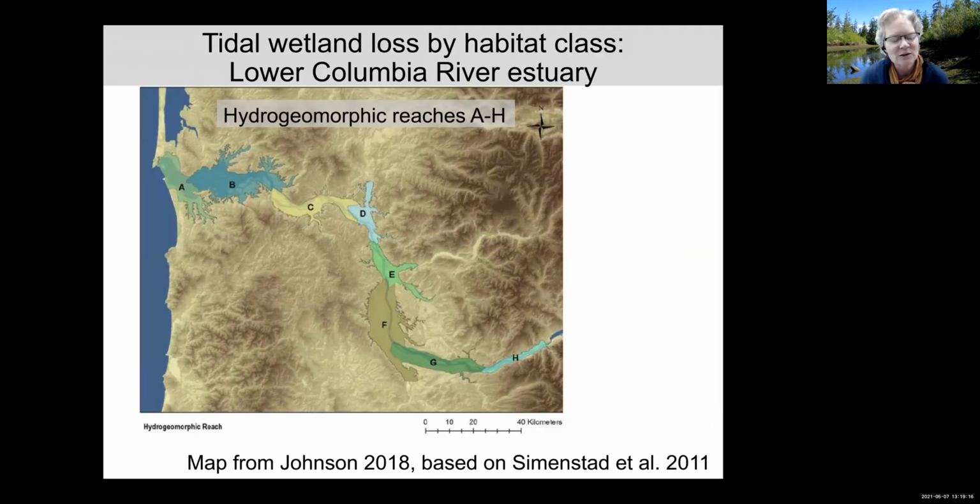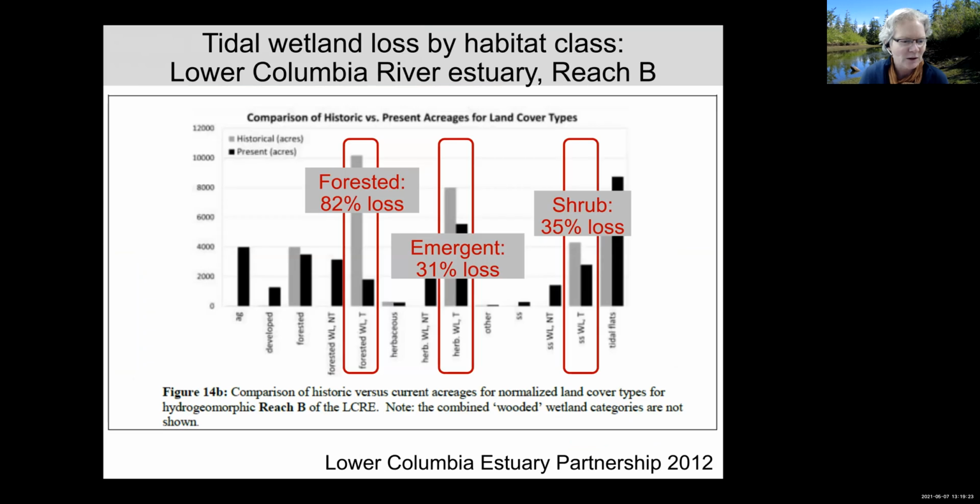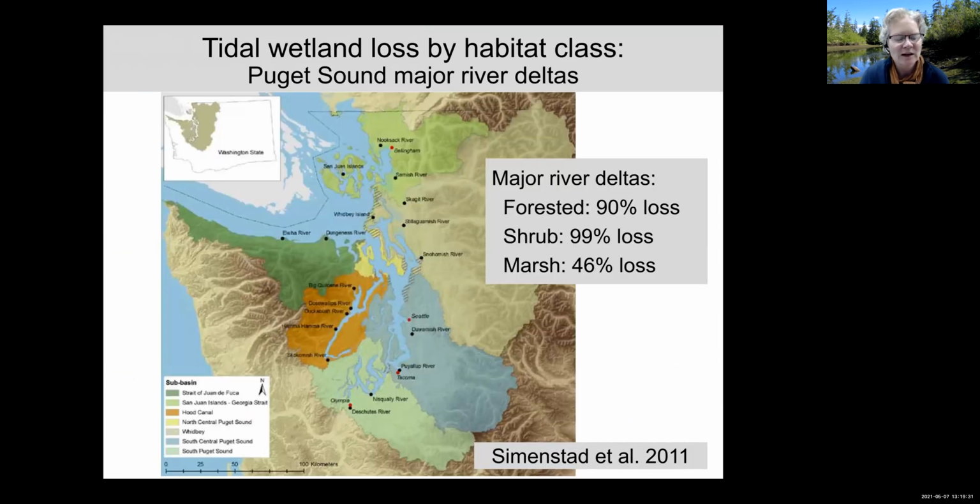Again, these figures and the general conditions are true throughout the Northwest. So in the Columbia River estuary, there's been a loss of 82% of forested tidal wetlands versus around 30 to 35% of other habitat types. And for Puget Sound, a 90% loss of forested tidal wetlands, 99% of shrub versus 46% for marsh.